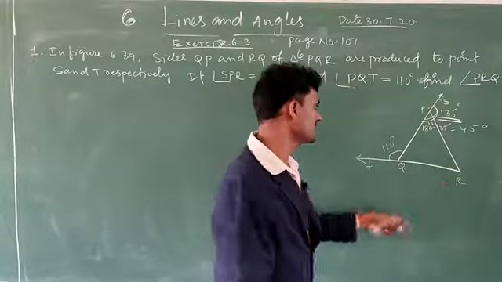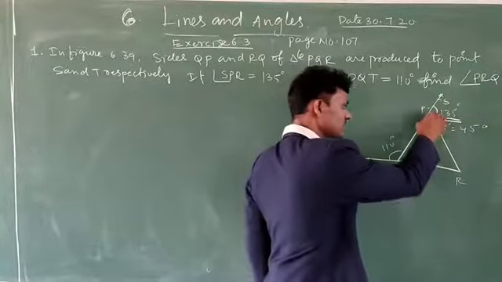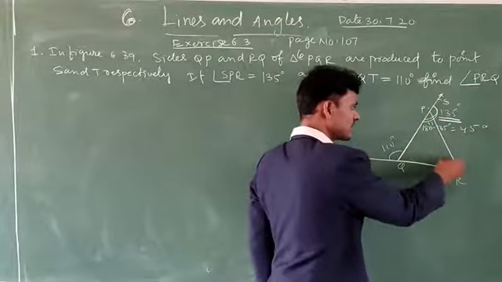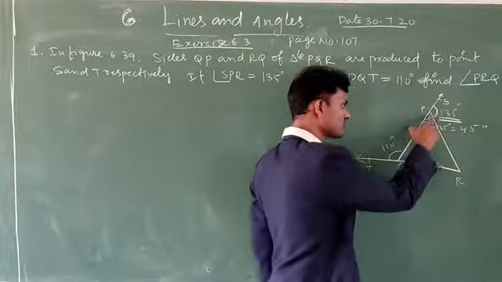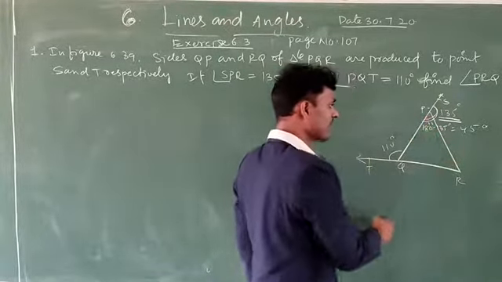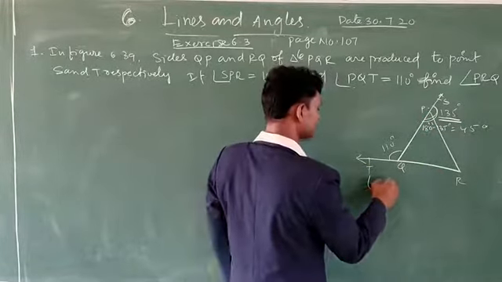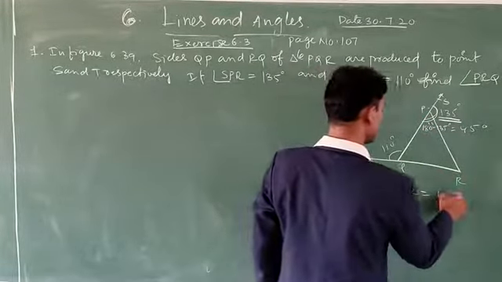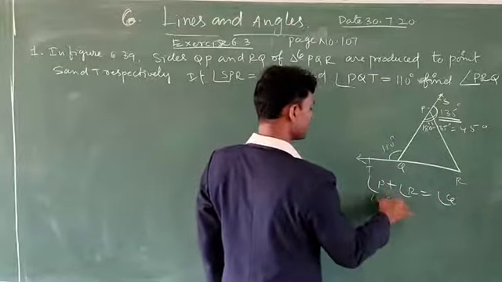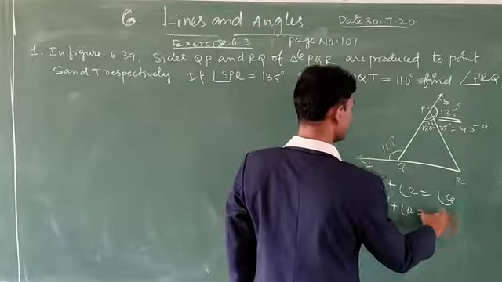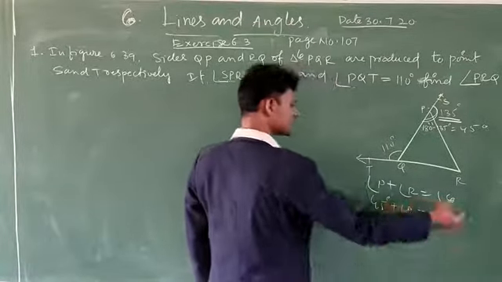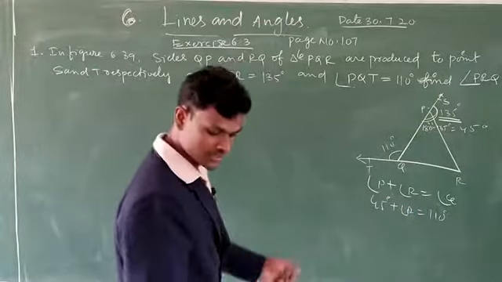Actually, we have to find angle PRQ. Already we know this angle, and this angle we don't know. Then the exterior angle is equal to the sum of the interior opposite angles. Angle P plus angle R is equal to angle Q. Angle P we know is 45 degrees. Then angle R is equal to this 45 taken to that side, and you will get the answer. You have to do this one at home.